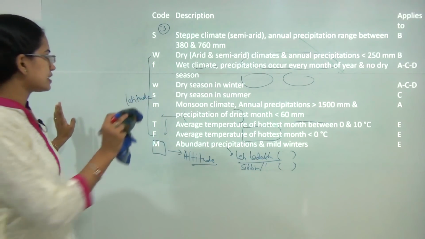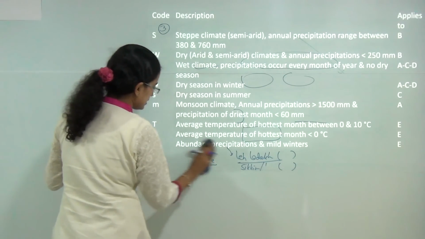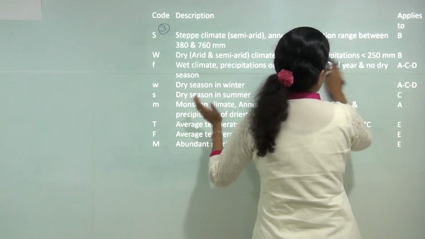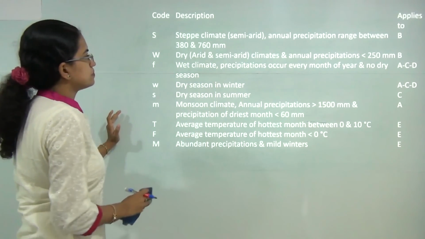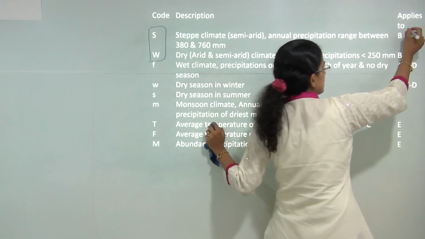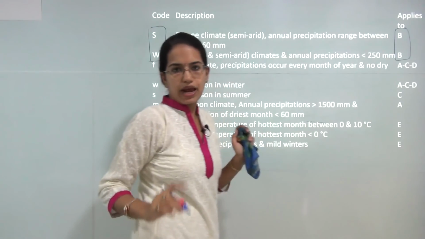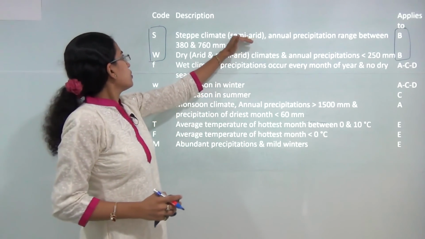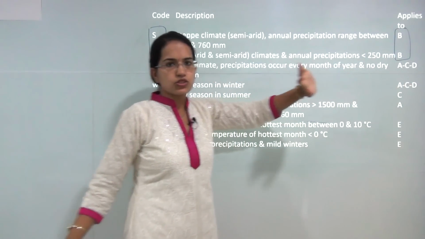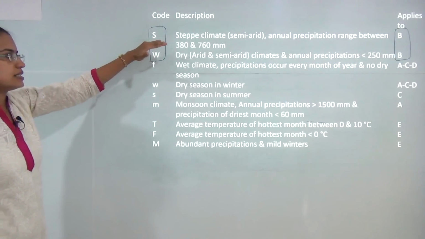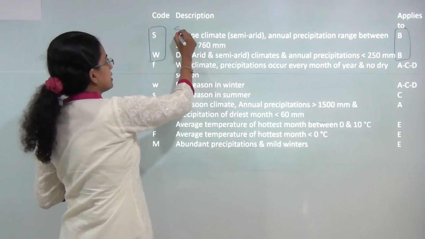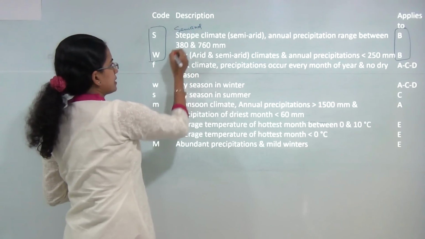Now this is the second letter classification given by Köppen, and these second letters are merged with the primary letters. So for example, with B we apply S and W. So we are marking the second order codes and seeing which primary order they apply to. S and W apply to B. B is the dry climate that we saw, and BS is the steppes and BW is the arid climate. So you have the semi-arid and the arid climate.